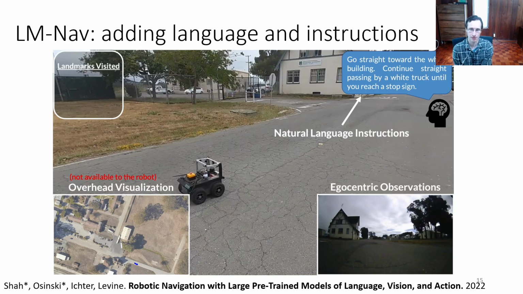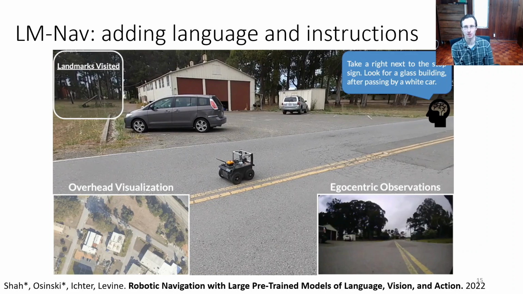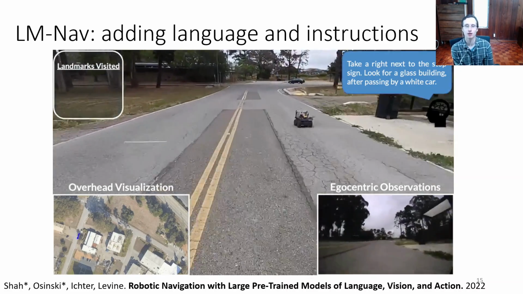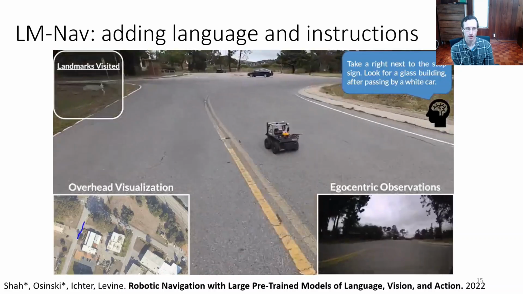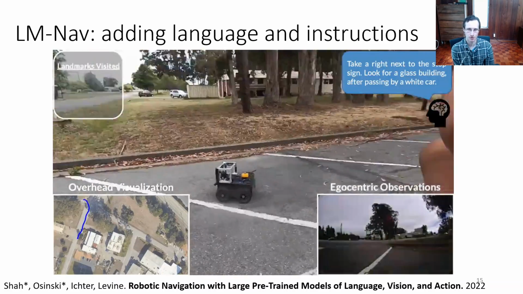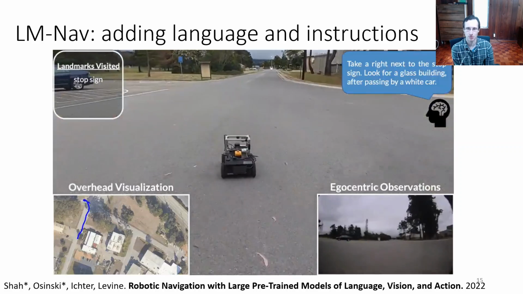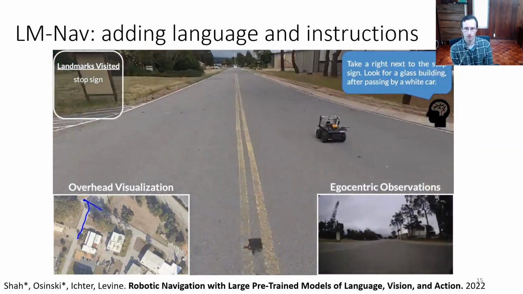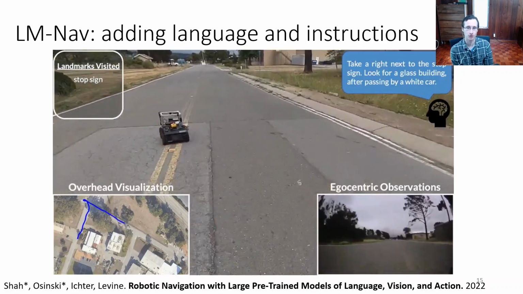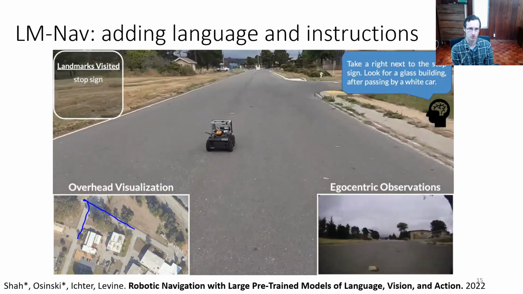And then we can do things like get an instruction for the user. The instruction might say, for example, go straight towards the white building, continue straight passing the truck, or it might say, take a right next to the stop sign, look for a glass building after passing a white car, and the robot goes off using the graph to figure out where to go. And here you'll see that it navigates, figures out, okay, there's the stop sign, done with the stop sign. Next, go to the white car, because it says glass building after passing a white car. The language model can figure out that the white car comes next. So it goes and finds the white car.